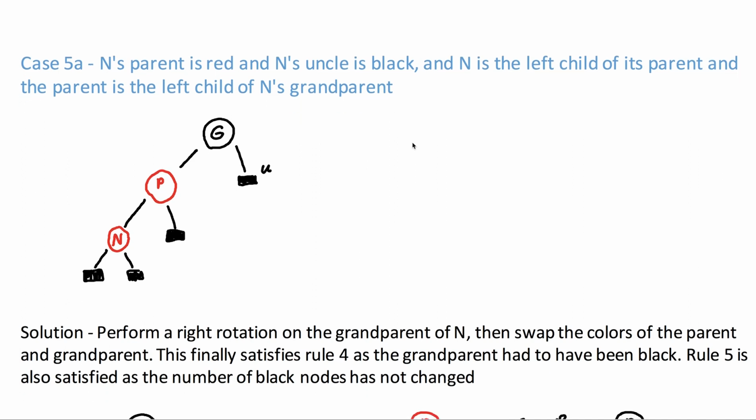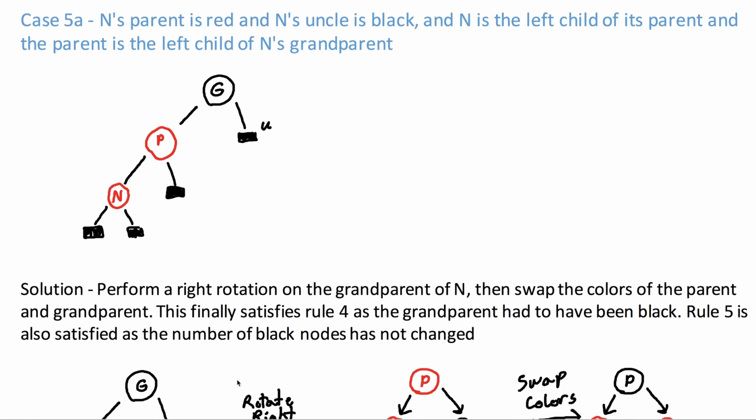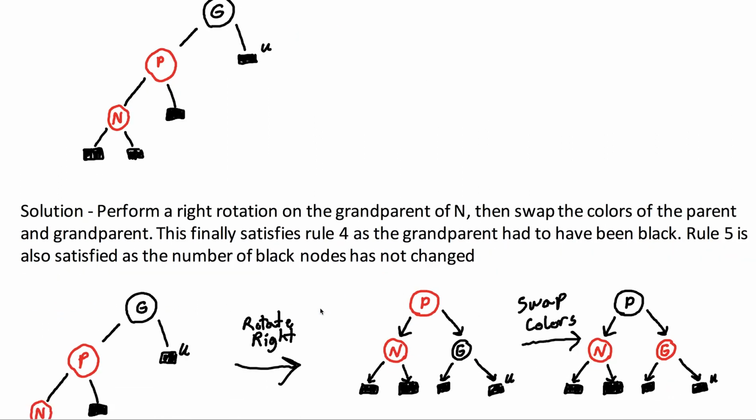The solution to this is, again, yet another rotation, right? What we're going to find in most red-black trees is we will end up rotating at most 1 or 2 times in order to solve the issue that we have with the tree, and we will also be doing recoloring in there, right? So the solution to this specific case is we will perform a right rotation on the grandparent of N, and then we will swap the colors of the parent and grandparent. When we do this, we're finally going to satisfy Rule 4, as the grandparent will have been made black, and it's going to become a child of a red node. And then Rule 5 will also be satisfied because we didn't change the number of black nodes in the tree, right?